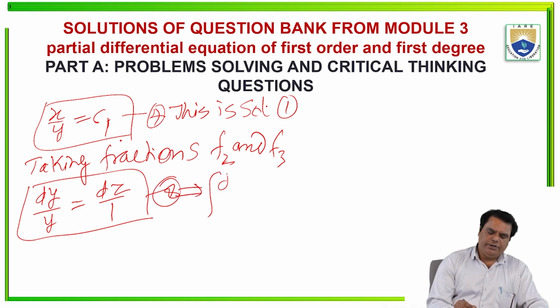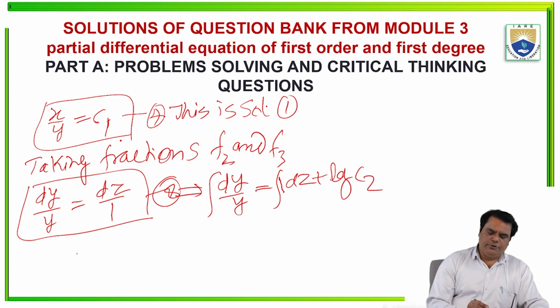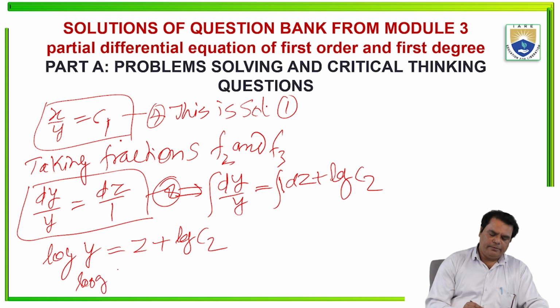Integrating this, dy upon y equals dz. So here is 1 dz plus here c, a constant, log c2. So now this equals log y; integration of this log y equals z plus c2, log c2. So here log y, putting log e to the power z, plus log c2.